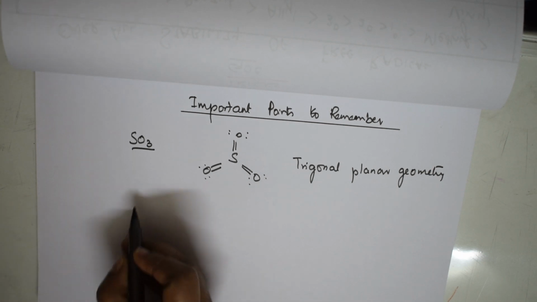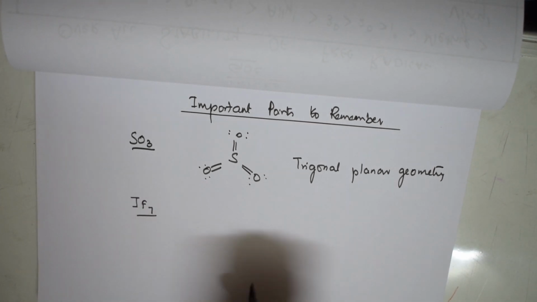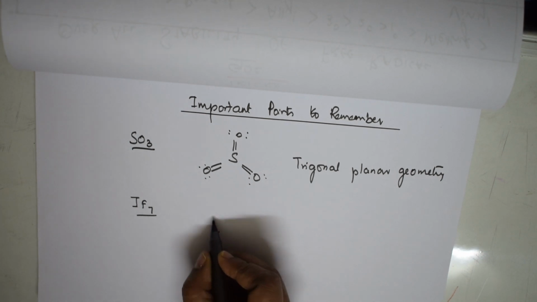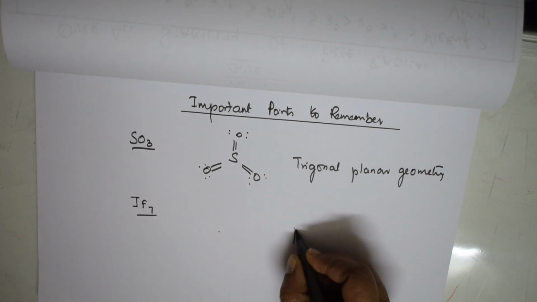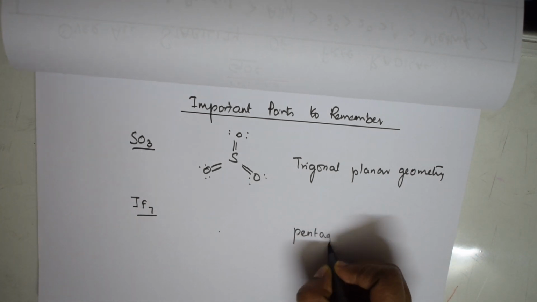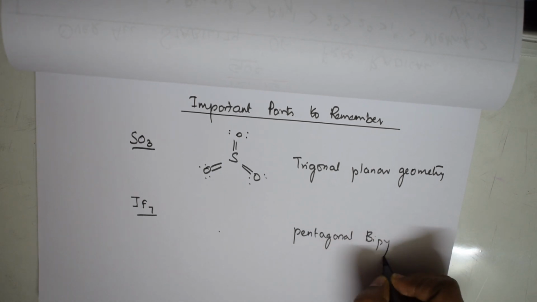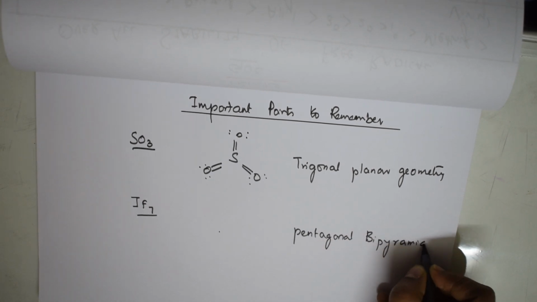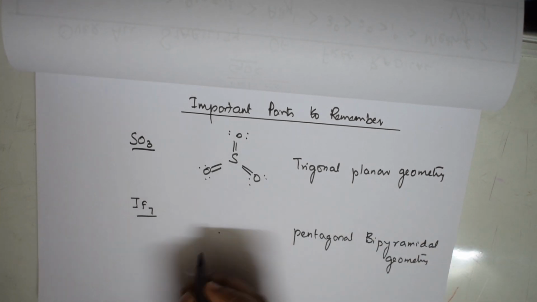Now the next structure which is very important is IF7. As we know, it has pentagonal bipyramidal geometry. So let me write that. It has pentagonal bipyramidal geometry. These are all exceptions basically, that's why they keep asking you these only. You need to remember. So how does it look?